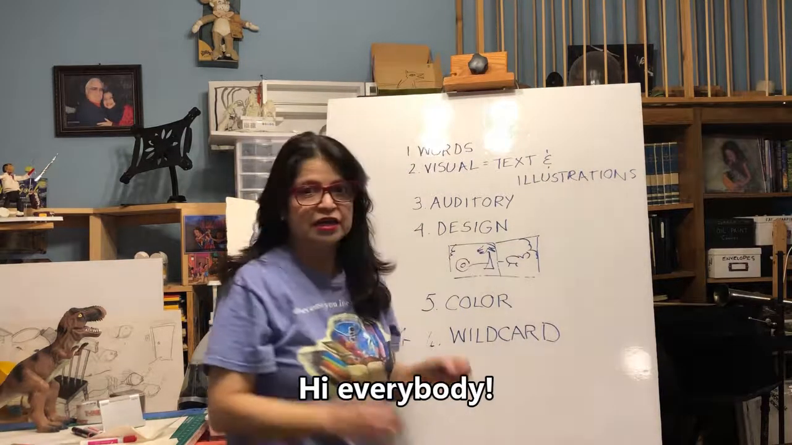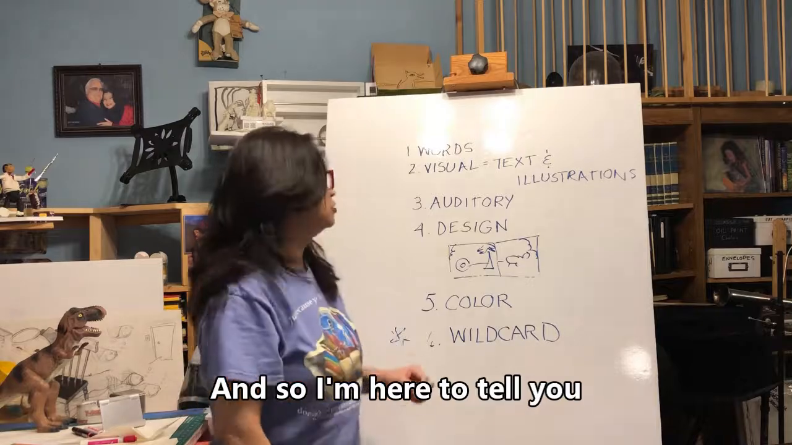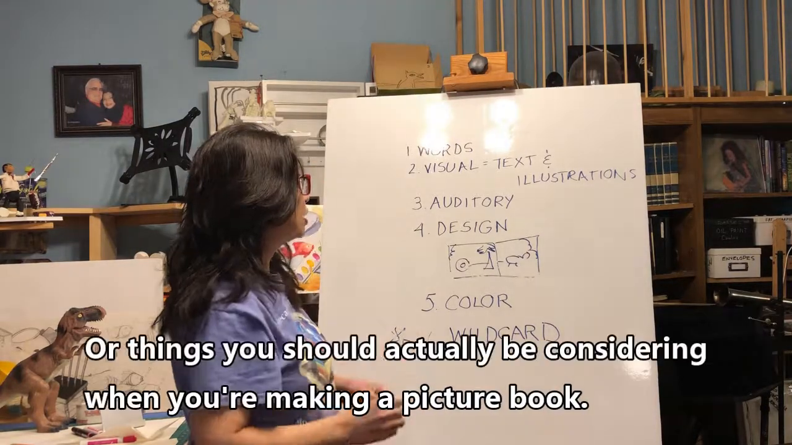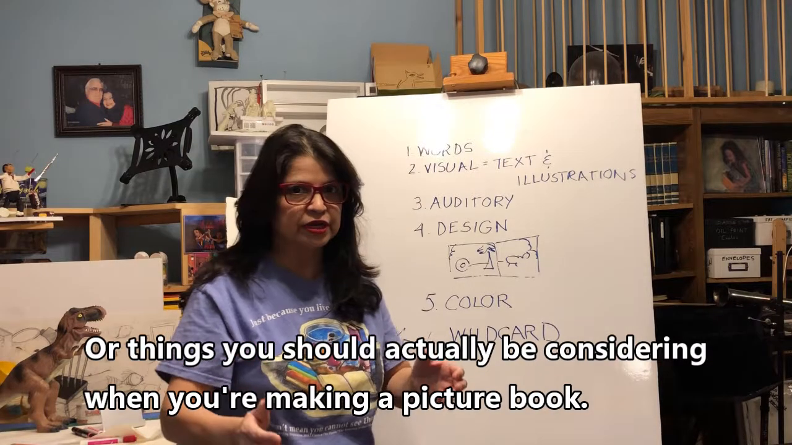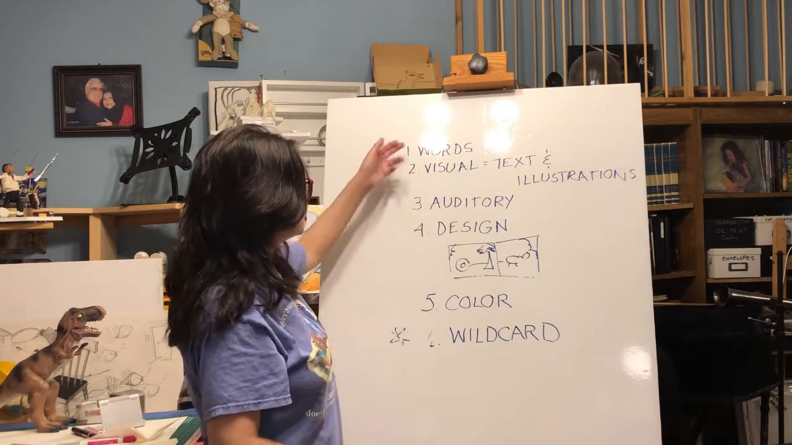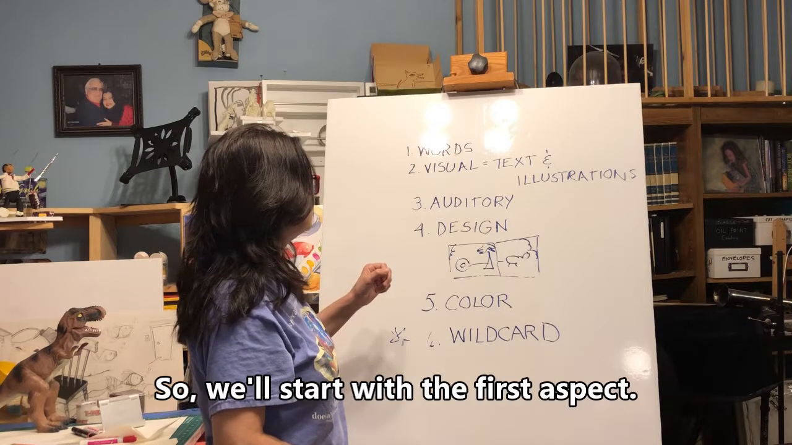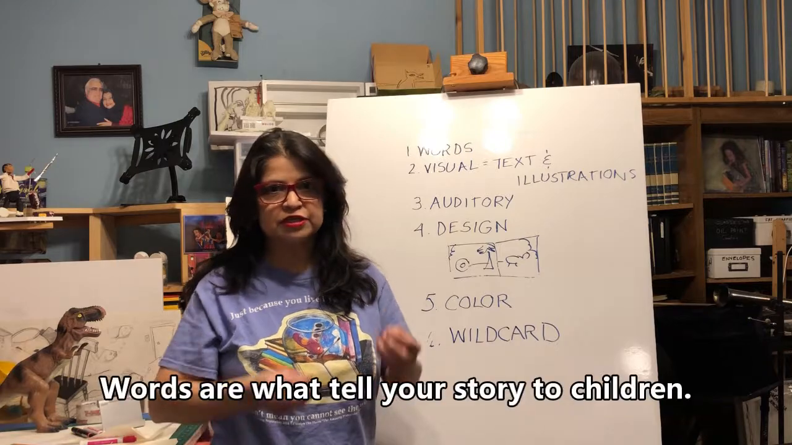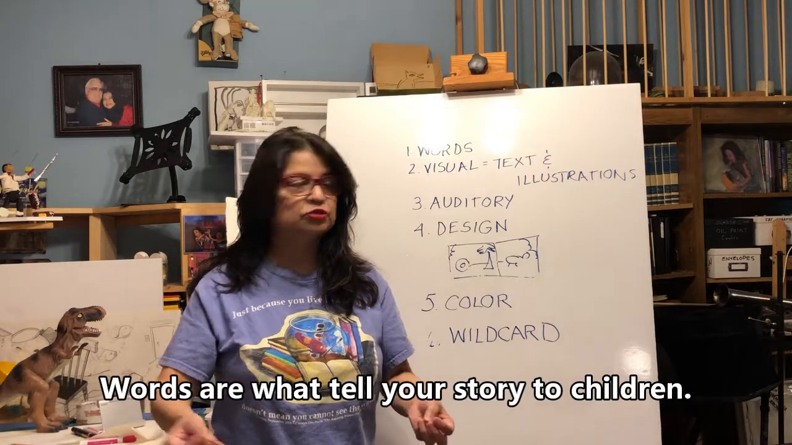Hi everybody, and so I'm here to tell you about the 6 levels of making a picture book, or things you should actually be considering when you're making a picture book. And so we'll start with the first aspect, words. Words are your story. Words are what tell your story to children.